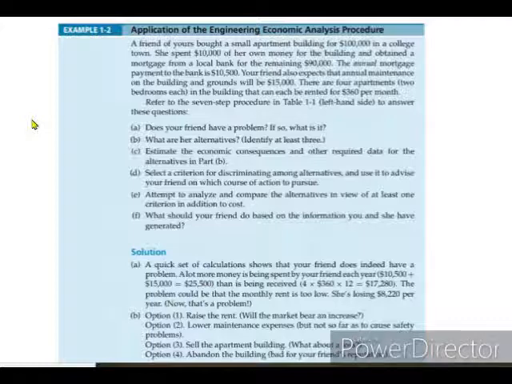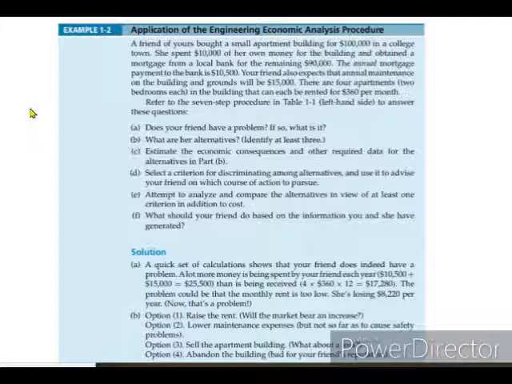So what is a mortgage? A mortgage is a legal agreement between the borrower and the bank. If the borrower fails to pay the amount monthly or any period according to their contract, then the bank can get any property that the borrower owns. That is a mortgage. So the annual mortgage payment to the bank is $10,500. Annually is the payment.